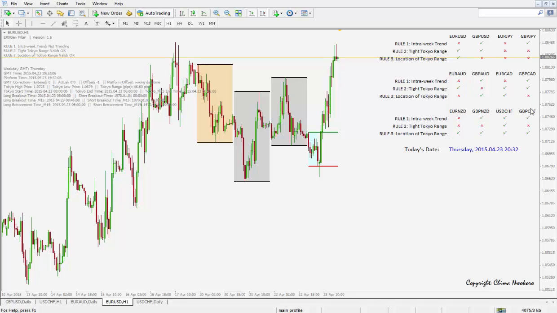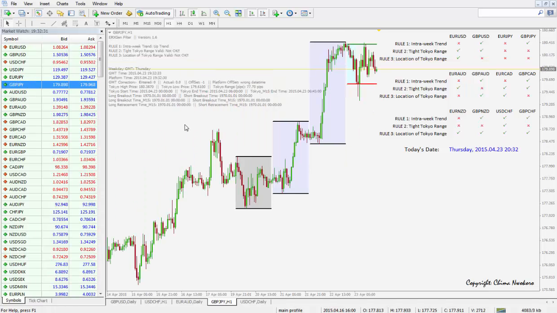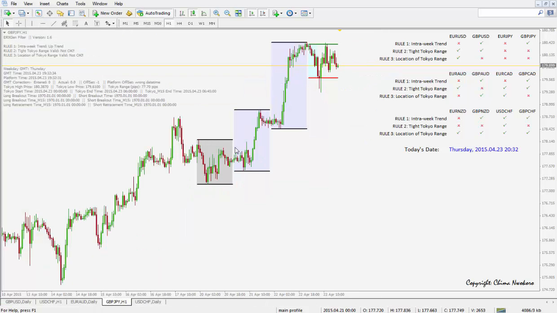And we will go through the four that presented potential opportunities and then just see how things panned out. So if we start with GBP CHF, now how did that then become invalid?